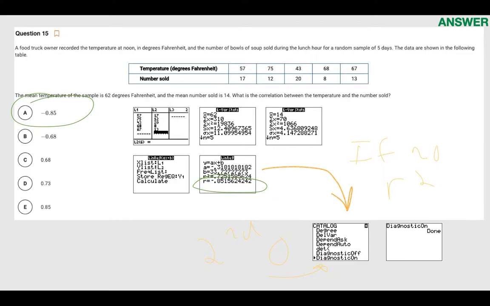If the R and the R squared are not showing up, then one time only you need to go into the catalog, which is second 0, and turn on diagnostics. Once diagnostics are on, if you redo the regression step, the R squared and the R should show up.